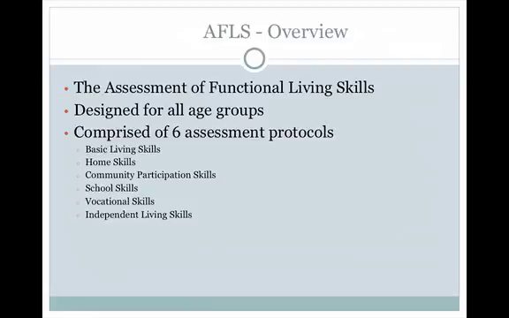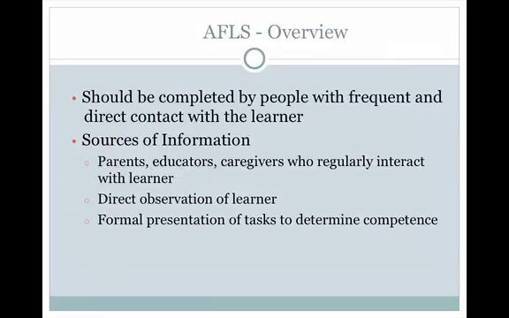So you may also remember that both the VB-MAP and the ABLES were designed for younger learners or developmentally younger learners. This is designed for all age groups. This is definitely relevant for adolescents and adults, and is going to look at those community relevant, job relevant, and independence relevant skills. There are 6 assessment protocols. There are basic living skills, home skills, community participation skills, school skills, vocational skills, and independent living skills.